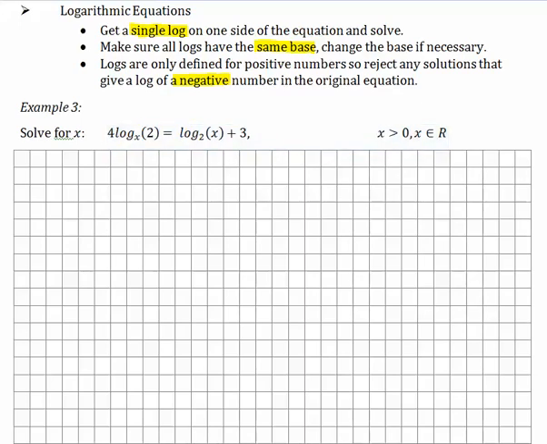Okay, now the new thing about this one is that we haven't got the same base. If we look carefully, we see one of those bases is an x and one of those is a 2. So we have to cross that off. We also don't have a single log, so neither of those two are working. So let's try and fix that. How do we change the base?